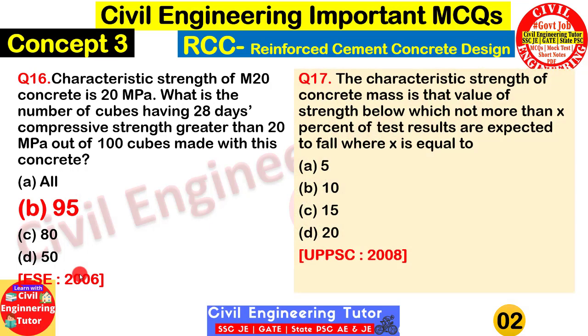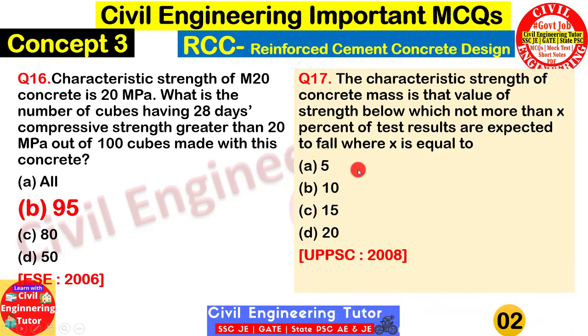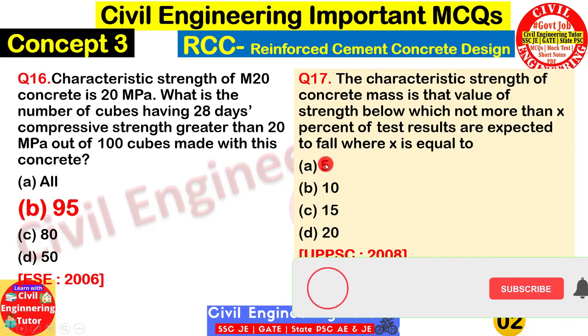Now moving towards another question. Here you can see that the question is: the characteristic strength of concrete is that value of strength below which not more than X% of test results are expected to fall, where X is equal to. So they have asked the definition here. So again they have asked about fall or failure probability, so only 5 samples will fail, or 1 sample is expected to fall. So the correct answer in this case will be A.